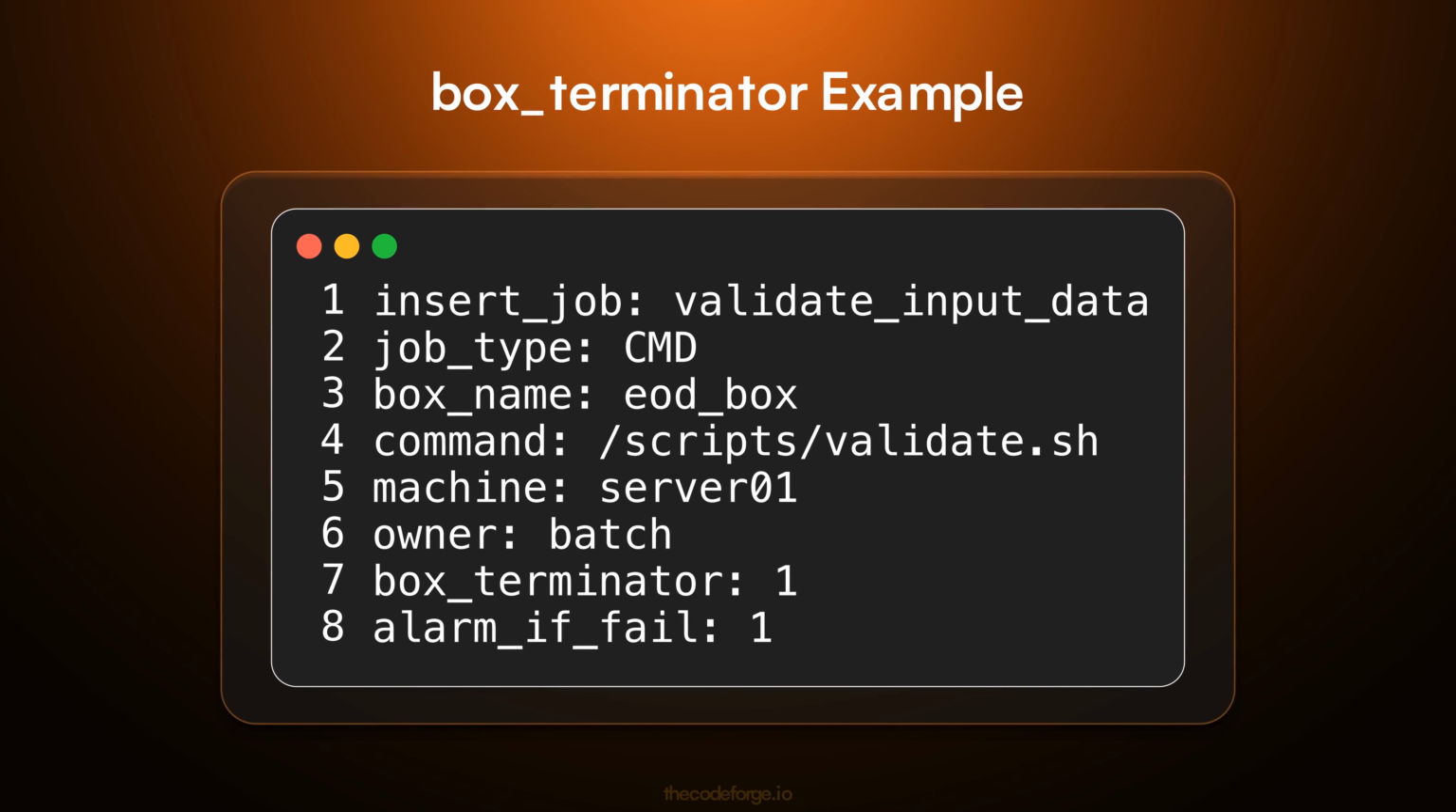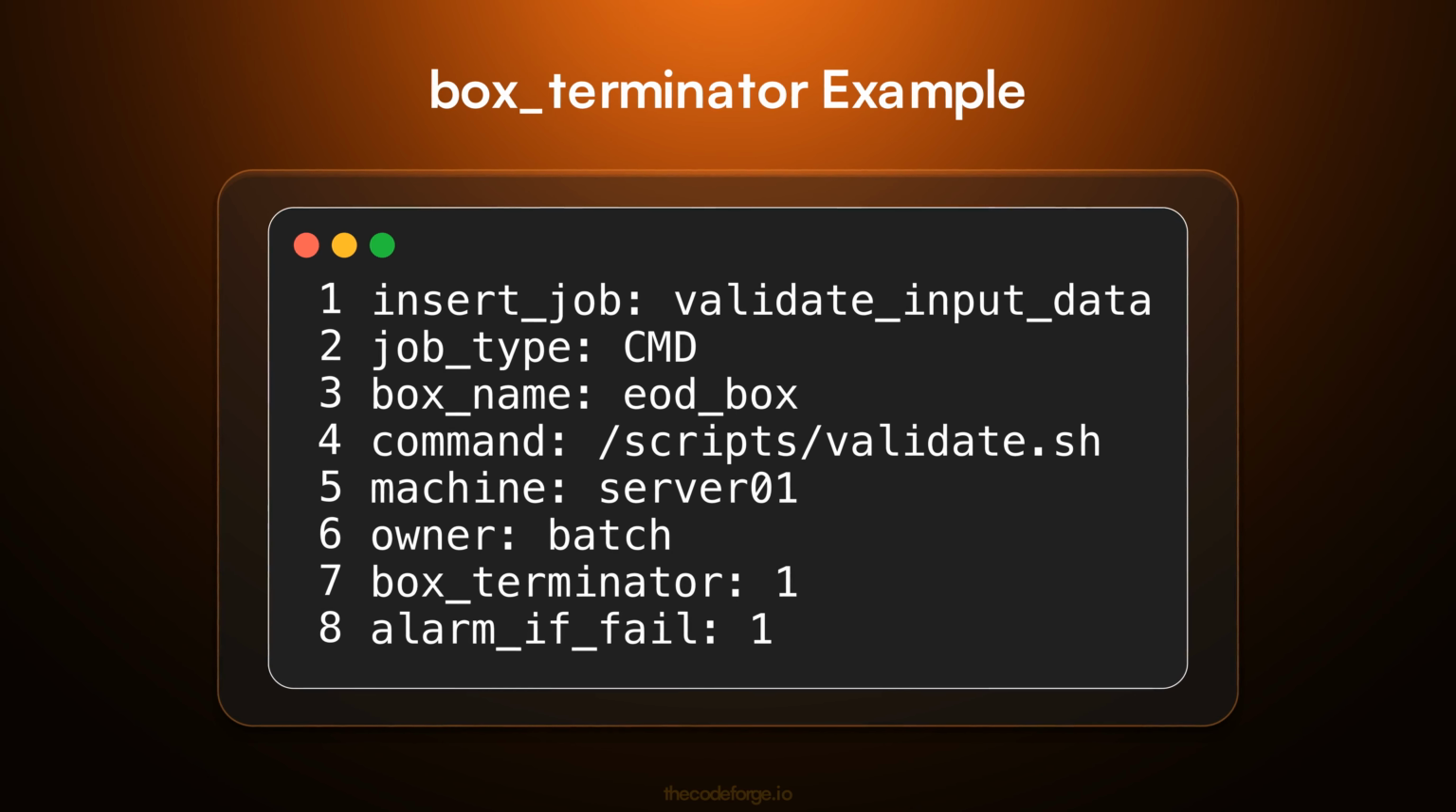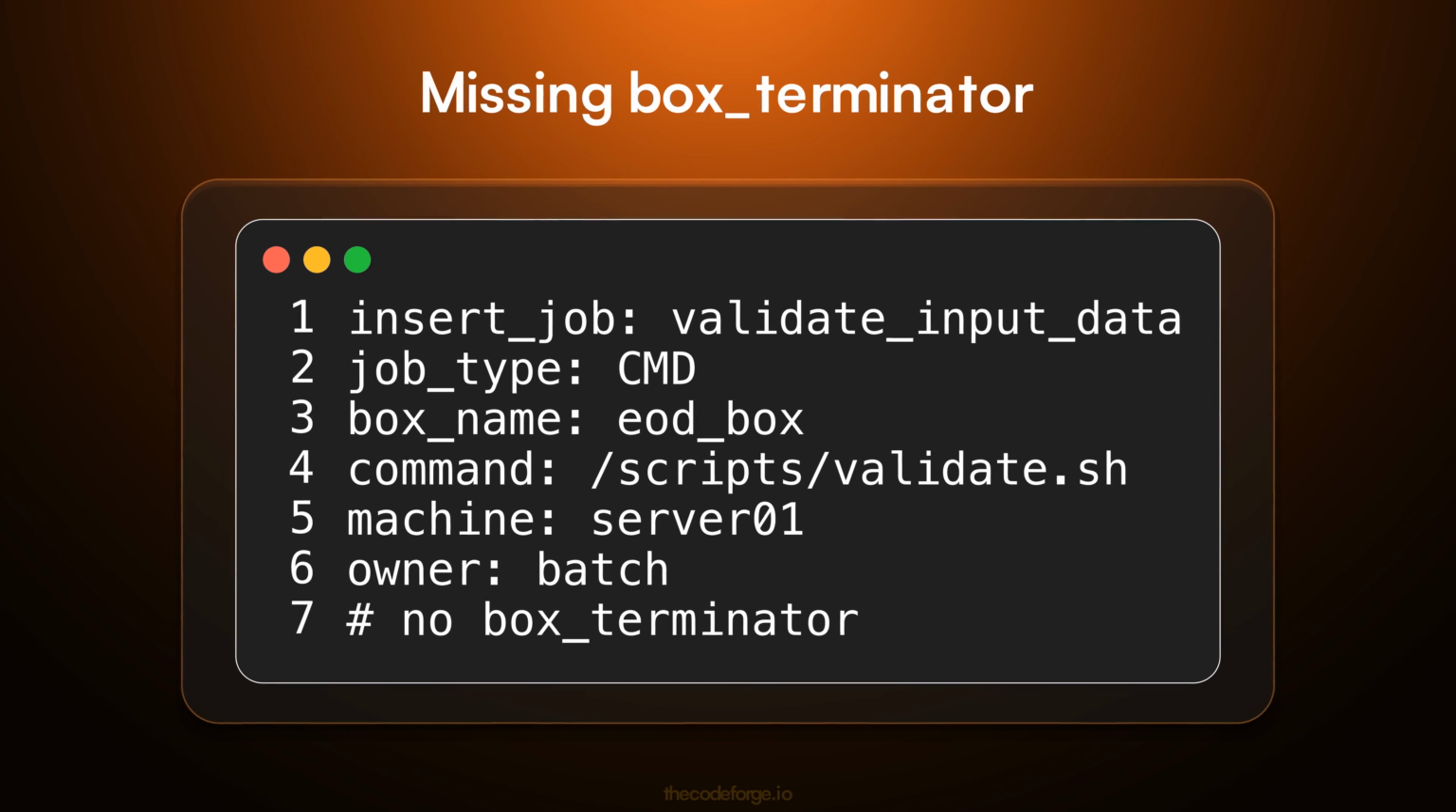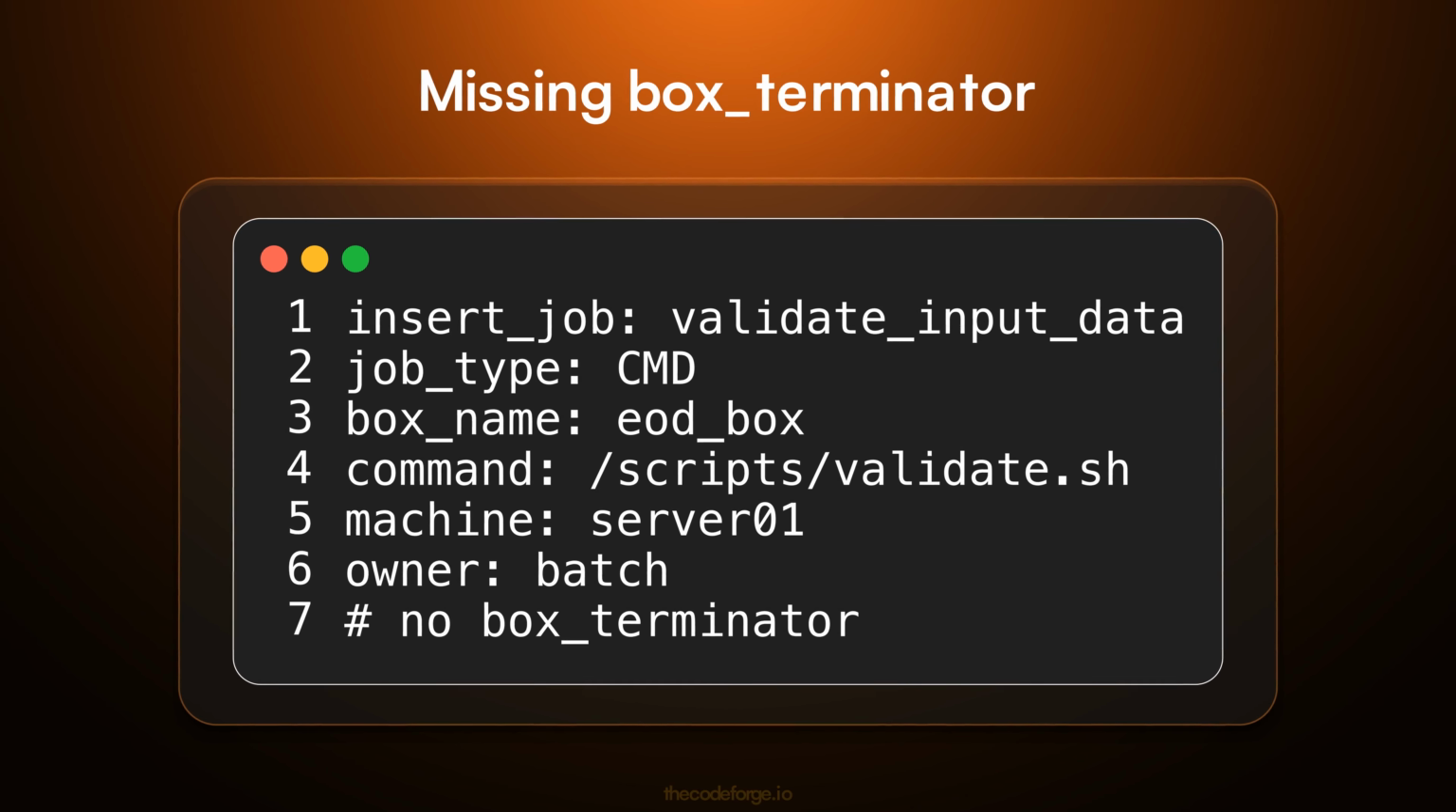Here, validate input data is marked as box terminator. If it fails, the entire OUD box stops immediately. Without this, other jobs in the box would continue running on bad data. If a validation job fails but isn't a box terminator, downstream jobs continue running on potentially corrupt data. This can lead to incorrect outputs that aren't caught until customers complain days later.